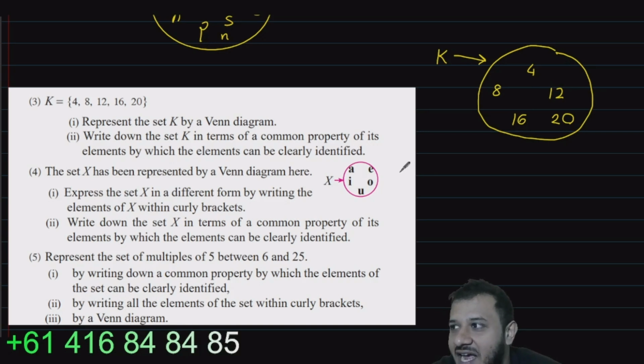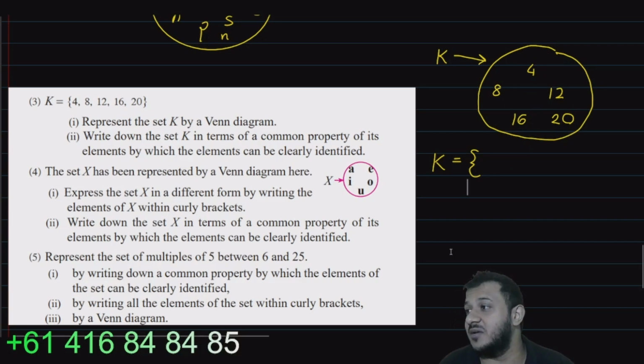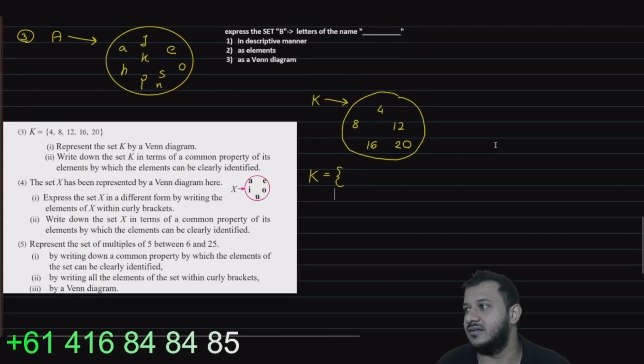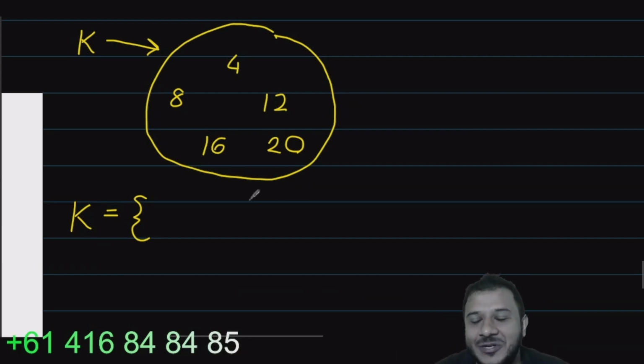Then the next one: write down K in terms of common properties of its elements by which elements can be clearly identified. So that means they are asking to write it in a descriptive manner. What will be the descriptive manner of this K? 4, 8, 12, 16, 20. What are these numbers? Who can tell me what it is? 4 times 8. 4 timetables until 20. Yeah, 4 timetables until 20.